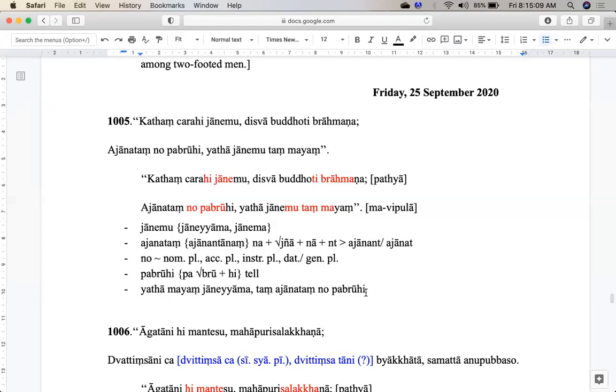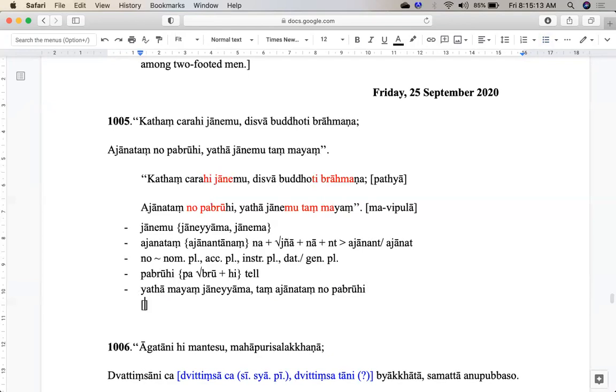So okay, now we can translate the whole stanza. Brahmana is the vocative case. So, O Brahman. Charahi, now or then. After seeing, how may we know? Panjat seen, actually. How may we know that he is the Buddha?